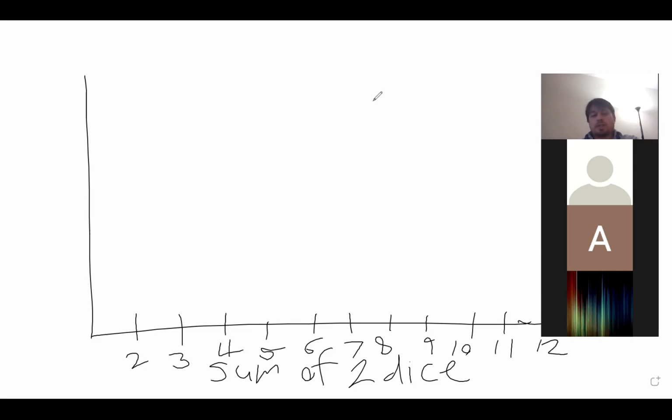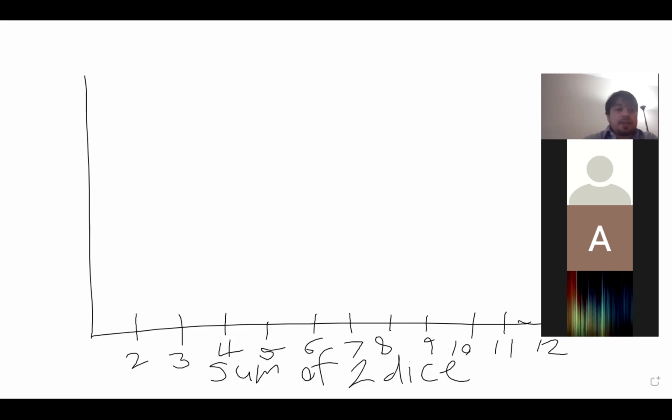Okay, so possibilities of the sum are 2, 3, 4, 5, 6, 7, 8, 9, 10, 11, and 12, right? Because you can roll a 1 and a 1 and get a 2. You roll a 1 and a 2, and get a 3, 2 and 2, and you get a 4, and so forth, up to and including 6 and a 6, and get 12. So the sums range from 2 to 12. You can't get larger than 12, and you can't have a sum of 1 because each die is at least 1.